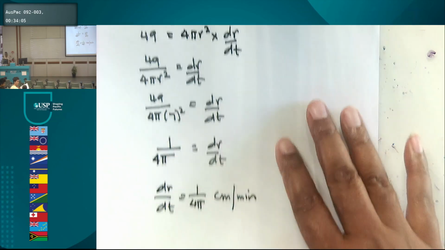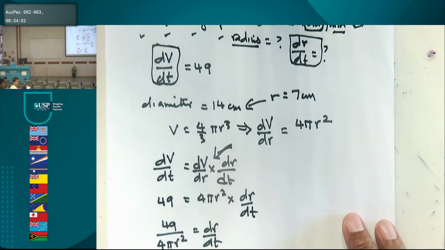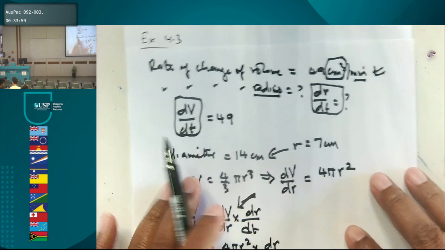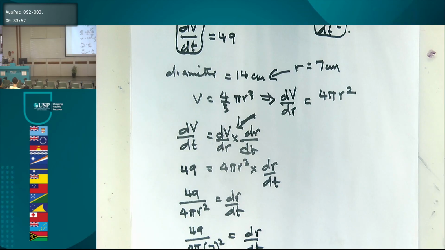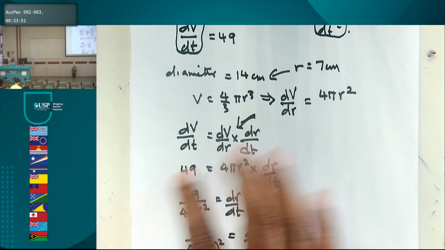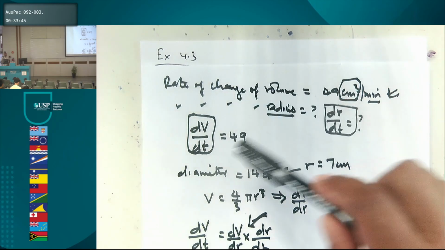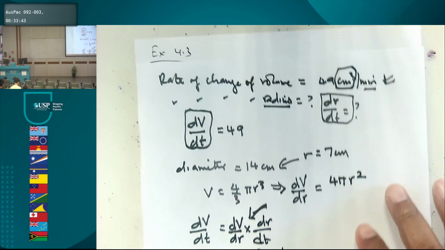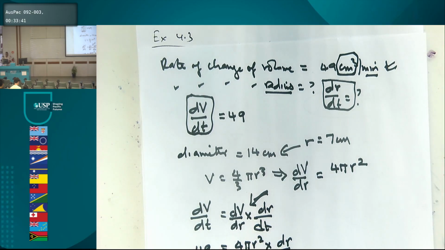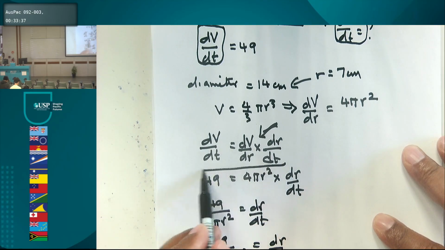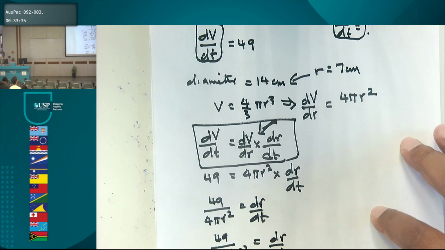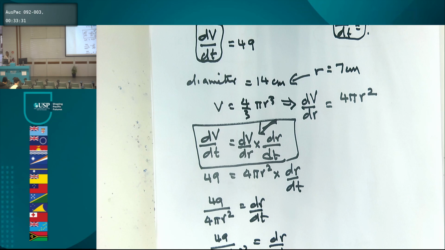So the challenge here is on two levels. One is converting the word sentence problem into a mathematical expression. That's one level of difficulty that you have to encounter. And the second level is trying to solve. So here, what we did, I think this is central: the rate of change equation. dV over dt equals dV over dr times dr over dt.